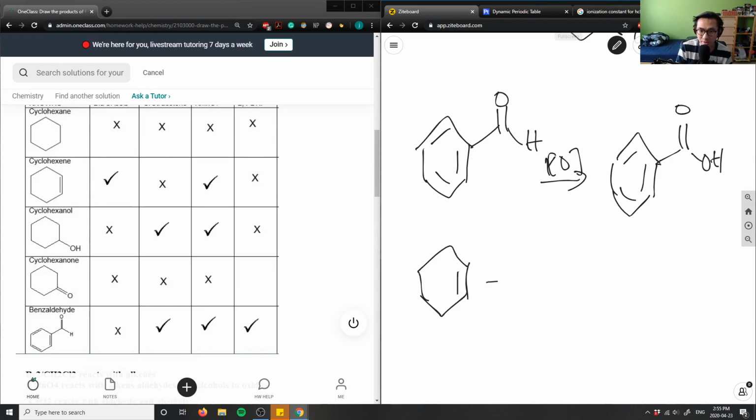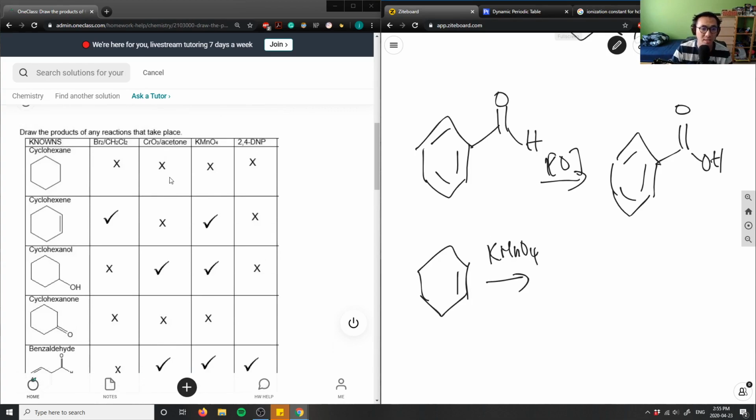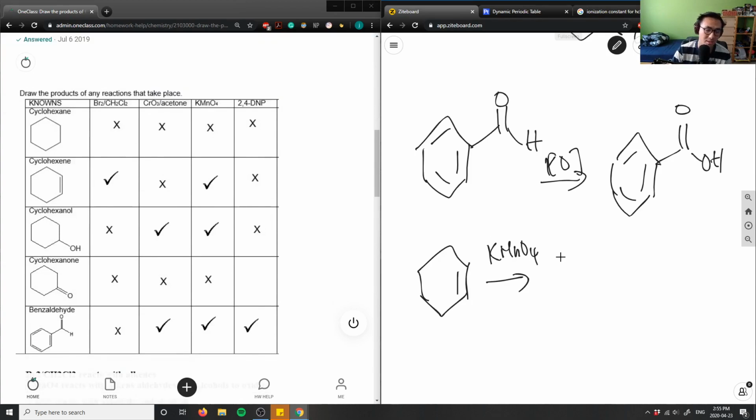You have an alkene here, and if you react it with KMnO4, a very strong oxidizing reagent, CrO3 would not do the same thing. KMnO4 is basically the strongest oxidizing reagent. It's going to form a diol, so I have OH here and OH here. So it will react with KMnO4, but not with CrO3. Cyclohexanol, I can oxidize with both of these to make a ketone, so both are correct.